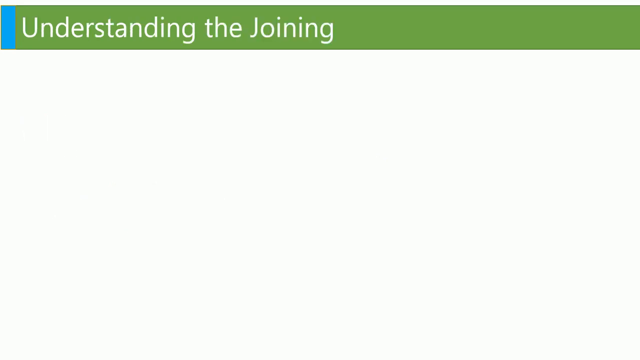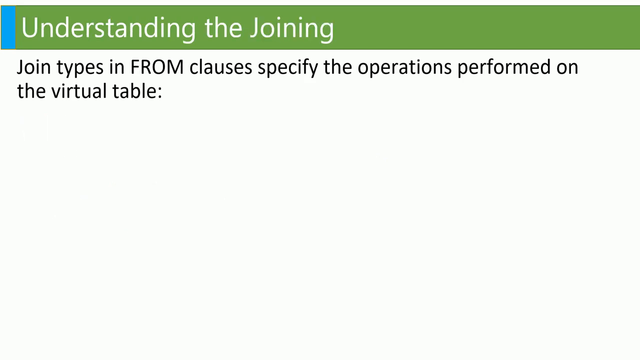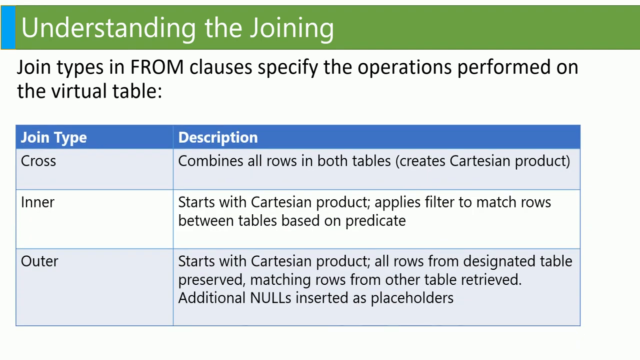Now, here is understanding the joining, how the joining works. The join type in the FROM clause specifies the operator performed on the virtual table. And this is the description for all three joining types: cross, inner, and outer. A cross join combines all rows in both tables. So a cross join will work with two tables and it will club all the rows together, creating a Cartesian product.